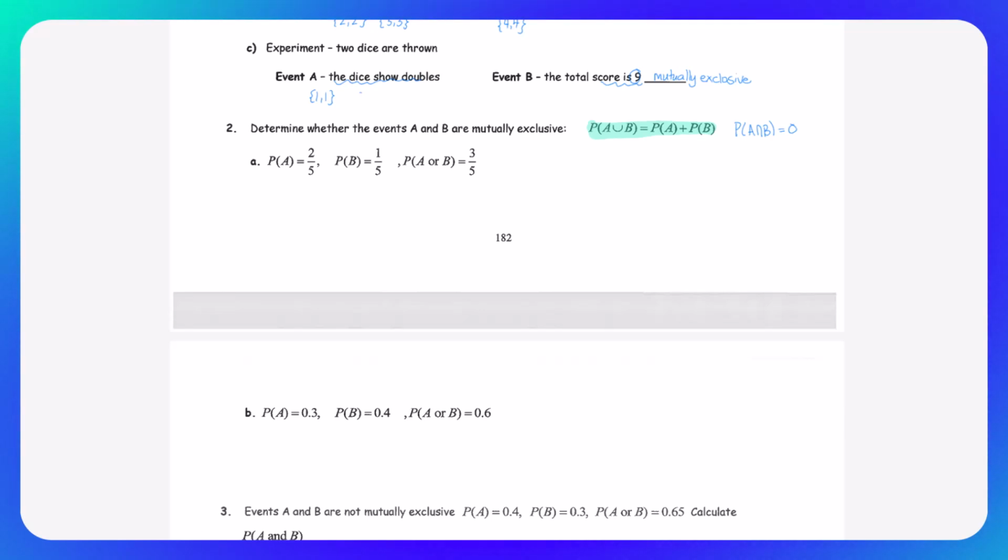Well, the way we're going to do that is we're going to find, is the probability of A union B equal to the probability of A plus the probability of B? Now remember, the U represents our union. So if we have 2/5 for A and 1/5 for B, that makes 3/5 for the union, which is the OR. Therefore, these two events are mutually exclusive.